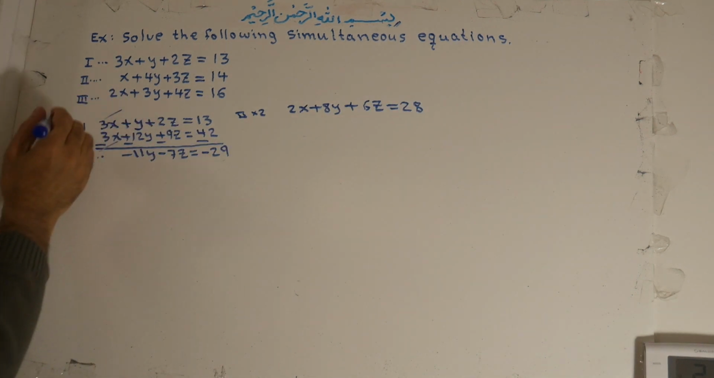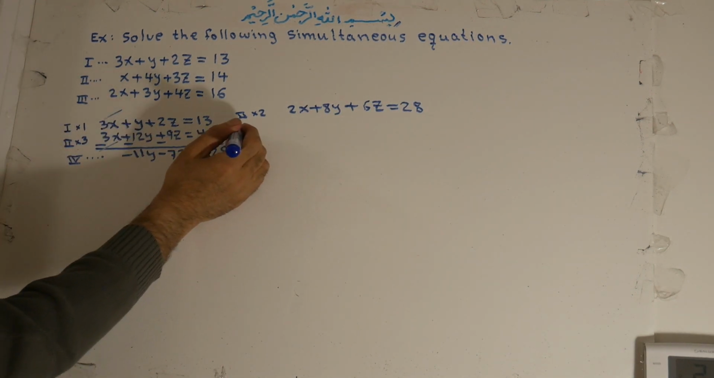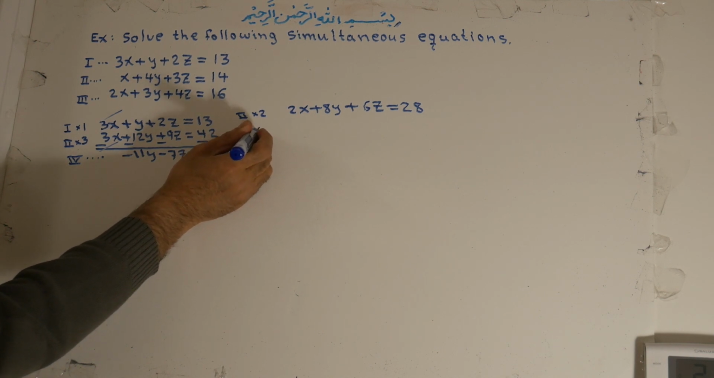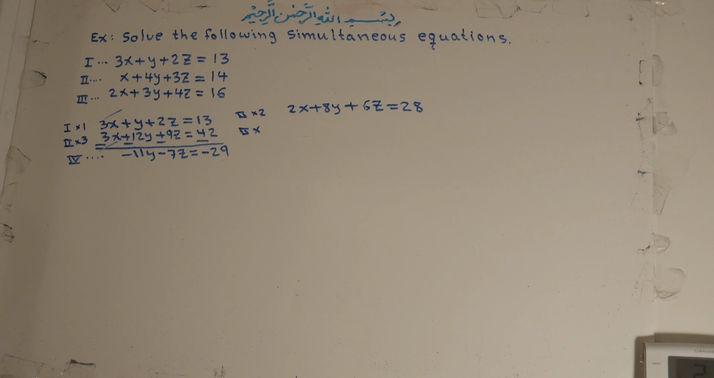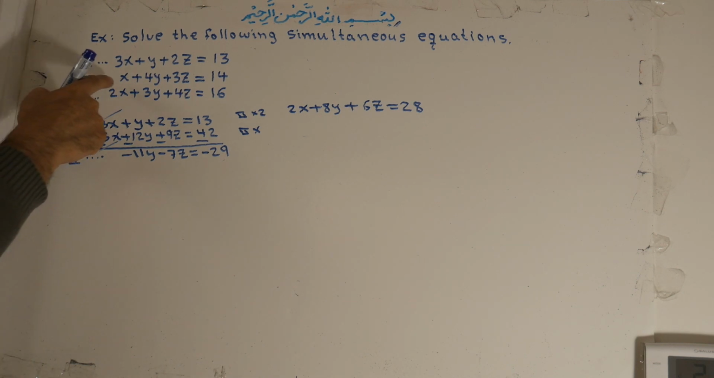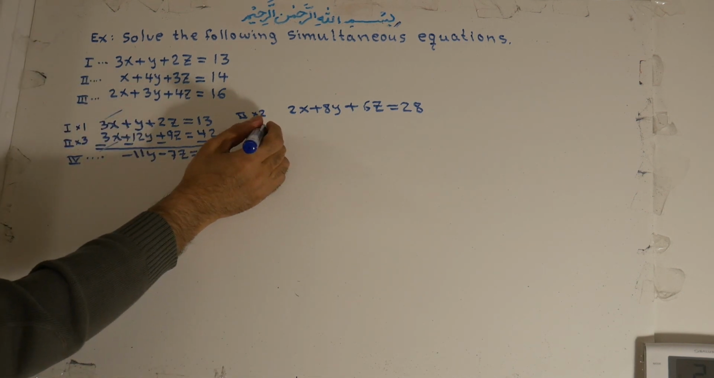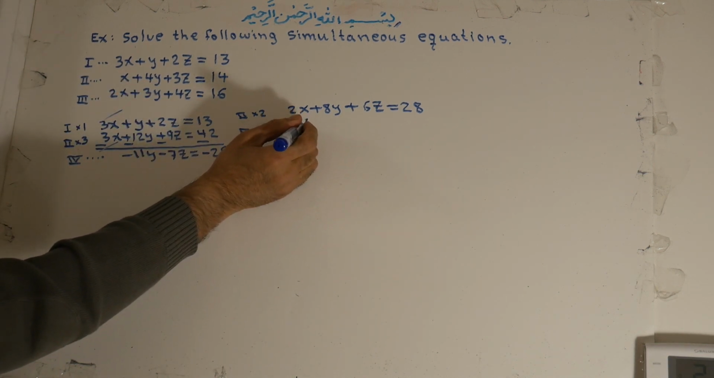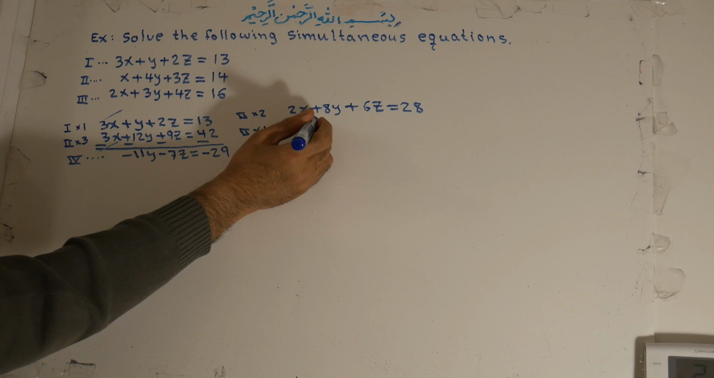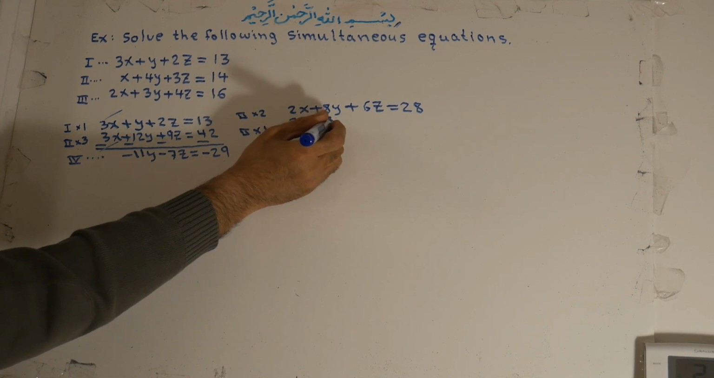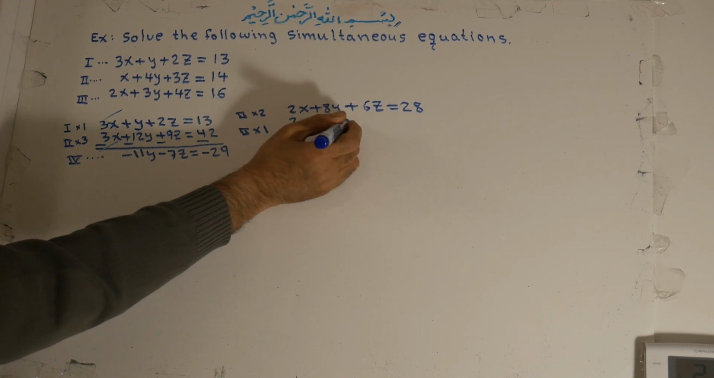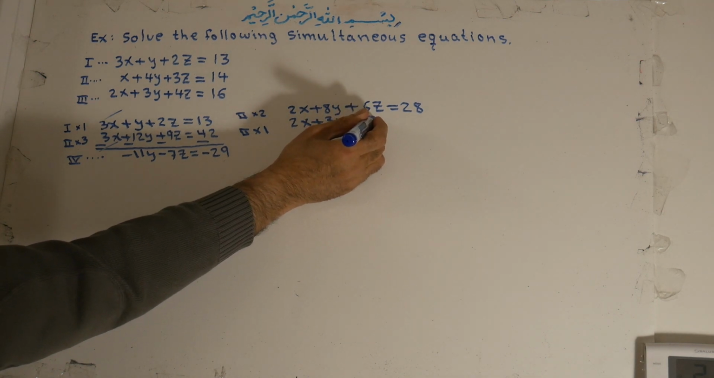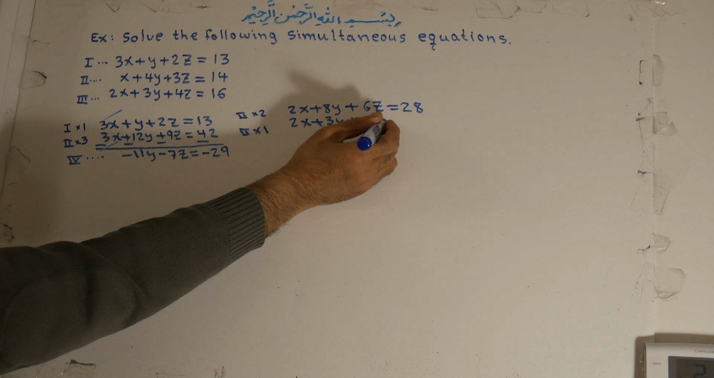And then for equation number 3, what we do, we multiply with the coefficient of x of number 2, that is 1. 1 times 2x is equal to 2x, plus 1 times 3 is 3y, plus 1 times 4 is 4z, is equal to 1 times 16 is equal to 16.